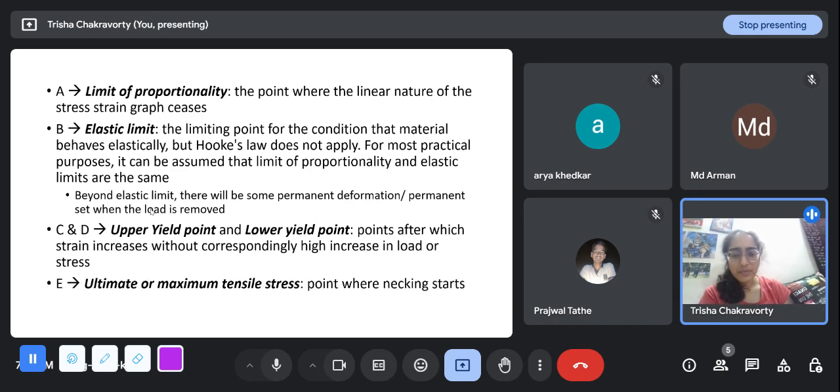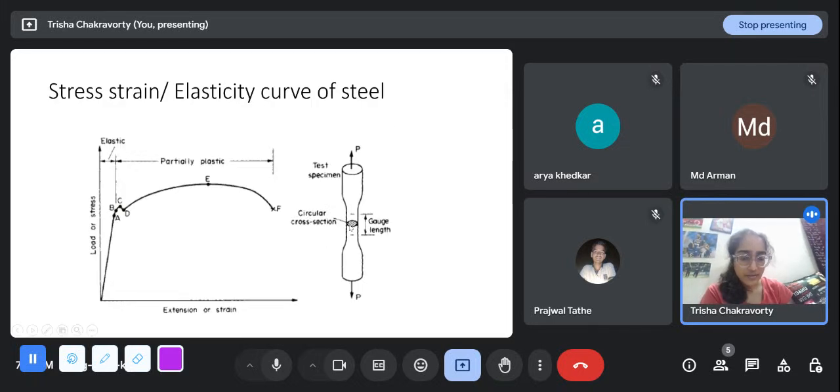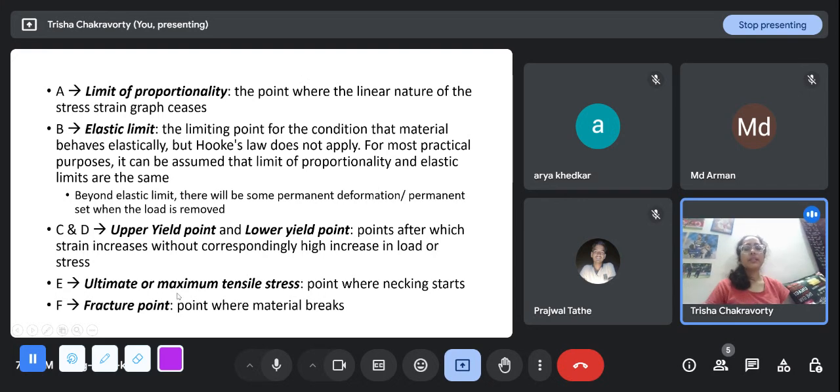And E is the ultimate or maximum tensile strength point when necking starts. Necking means this part is necking, where the cross section reduces considerably in magnitude. E is also the topmost point in this curve. So it is the highest stress that the structure can take, and after that the stress falls again. Even if strain is increasing, stress is falling. And F is the fracture point, the point where the material breaks.